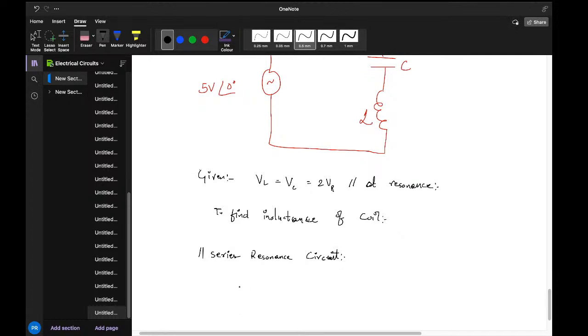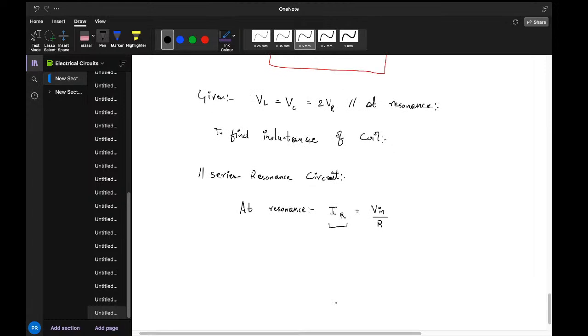So at resonance, the current through the resistor is just going to be the input voltage divided by the resistance R over here. Okay, so here the V of R is the current through the circuit over here.